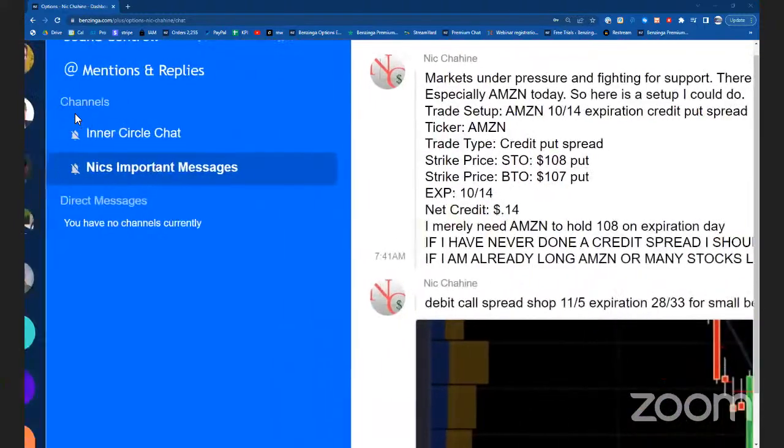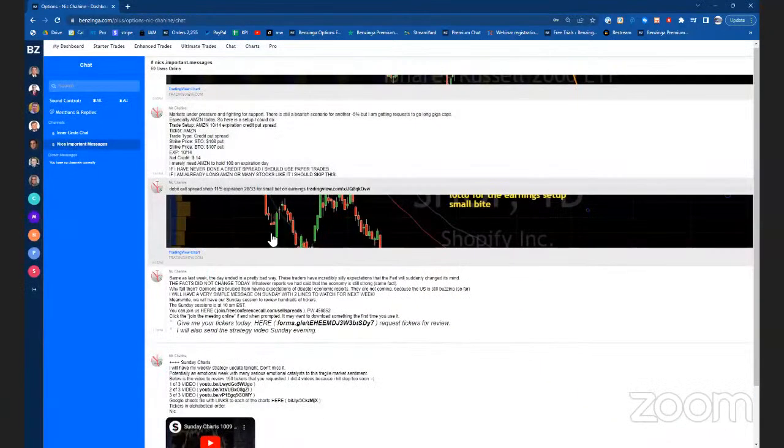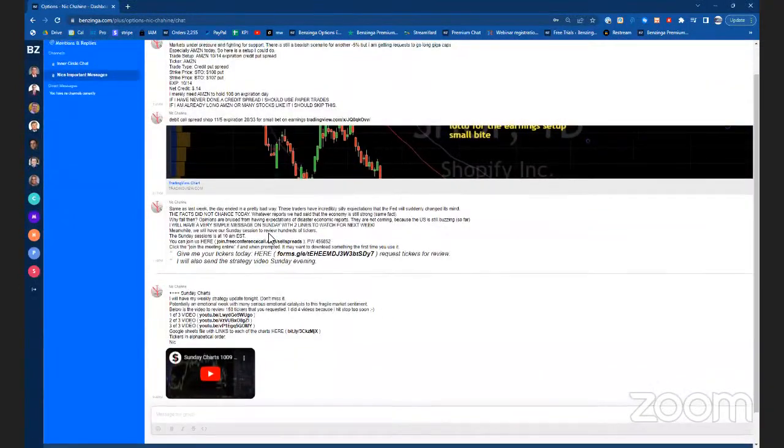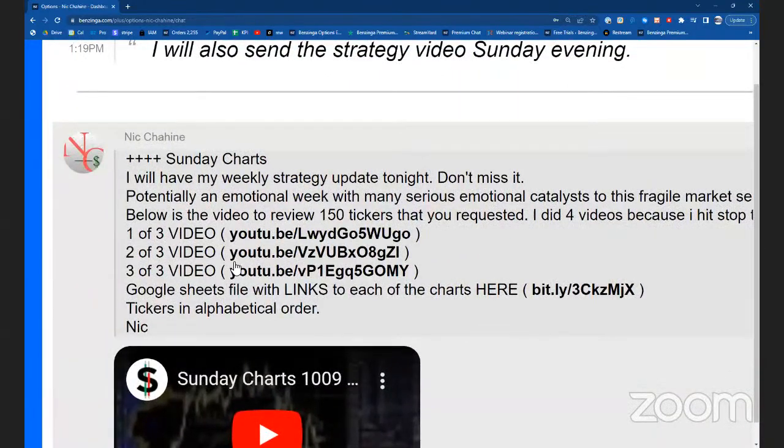There's two channels. The inner circle chat is where everybody's posting, including Nick, a two-way conversation. The other place is Nick's important messages. In this room only Nick can post, and you can find all of his trades. This is the video from Sunday. You can see it's split in three.